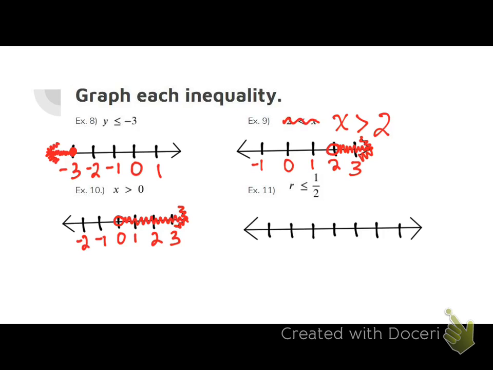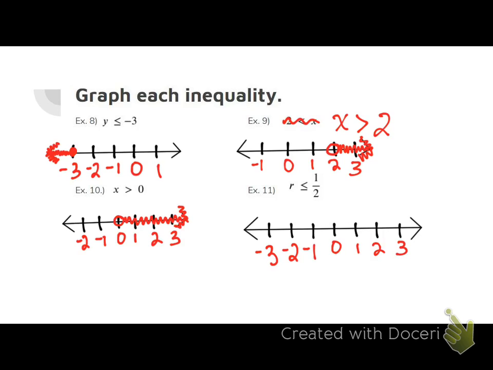On number 11, I personally do not like to count by fractions on my number line. So I'm still going to just count by ones. But if I do that, I have to know where 1/2 is going to be. Between what two marks is 1/2 going to be? Liam? Good. Between 0 and 1. 1/2 is in between 0 and 1.